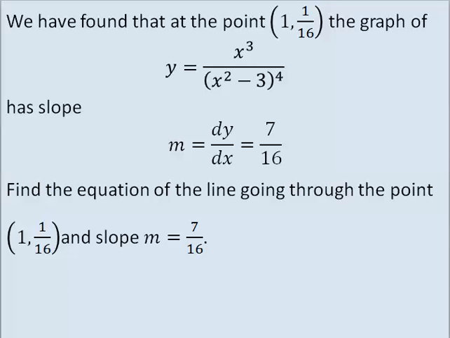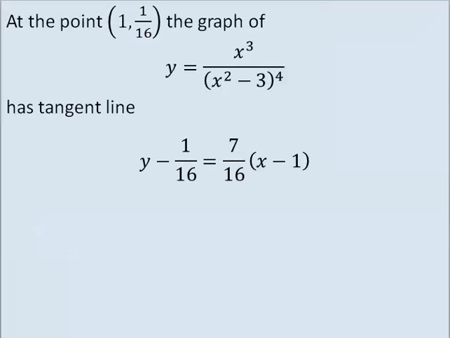If you have a point and you have a slope, then you can find the equation of the line. We're going to use what we call the point-slope form of the equation of a line. So for y naught, we're going to put 1 over 16. For x naught, we're going to put 1. For m, we're going to put 7 over 16. Are you ready to check your work? And that's the equation of the tangent line.